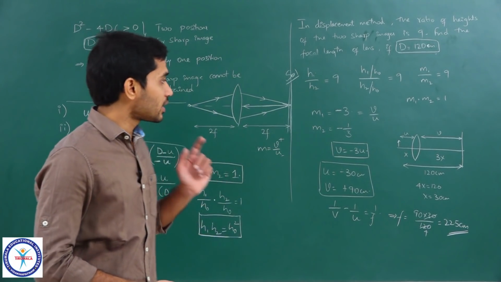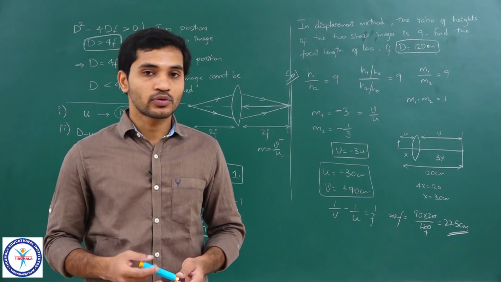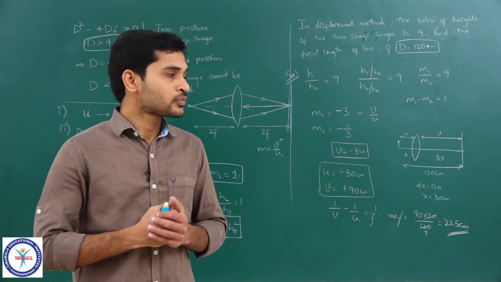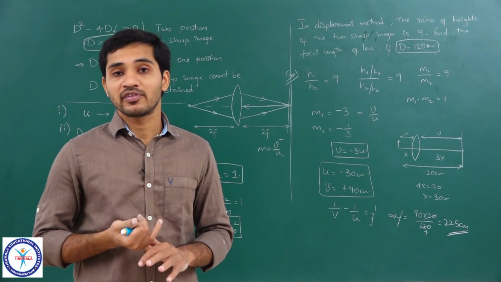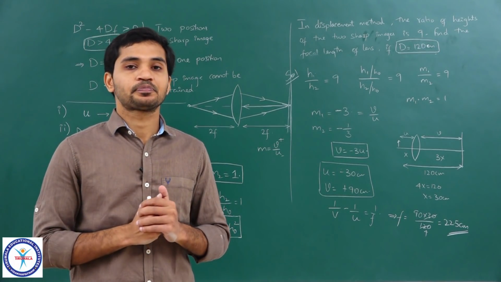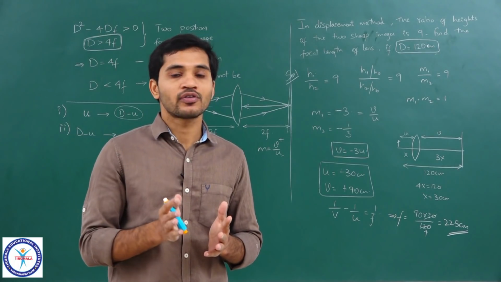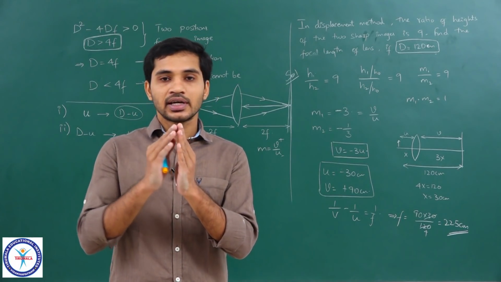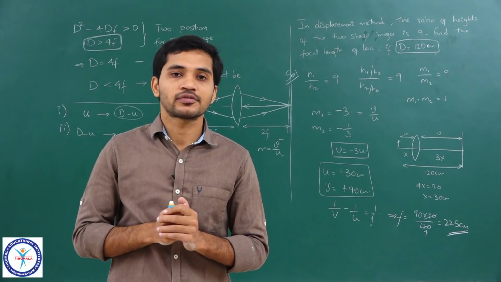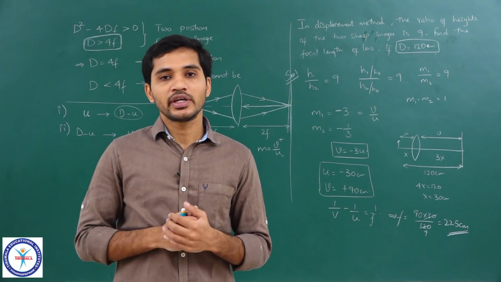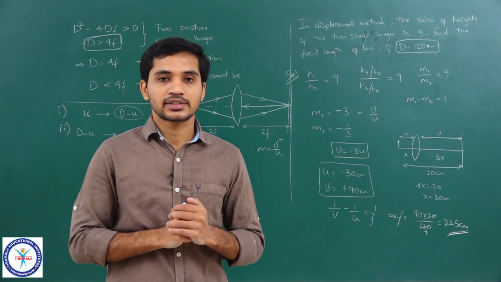So, that is how we apply displacement method. We will see a few more examples in the next class. After this we have a few more concepts like power, cutting of lens, as well as silvering of lens. If you have a lens like this and if you silver one surface, which means if you make one surface of that reflecting, how we deal with such cases, we will discuss that in the next class.